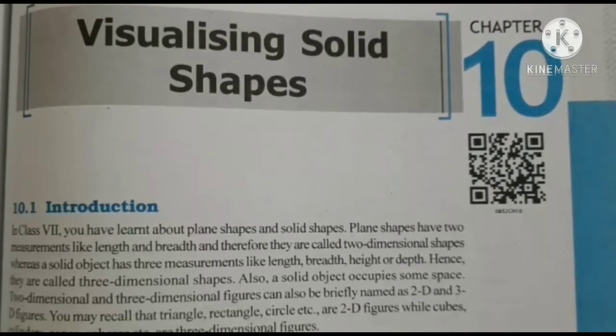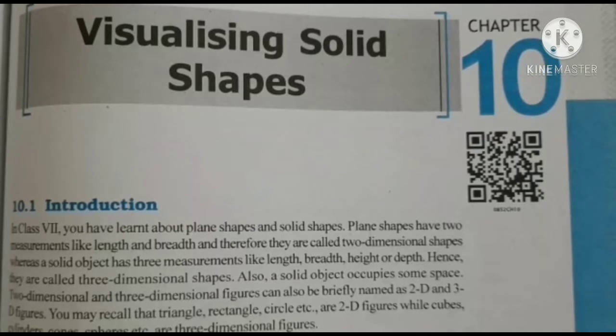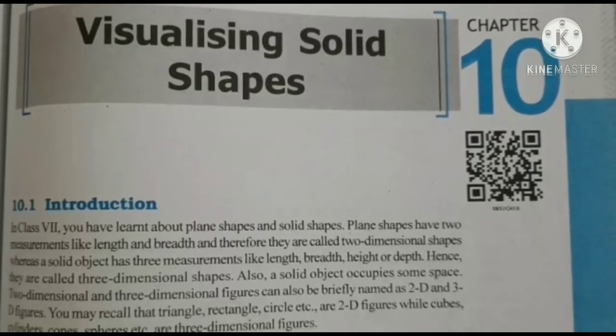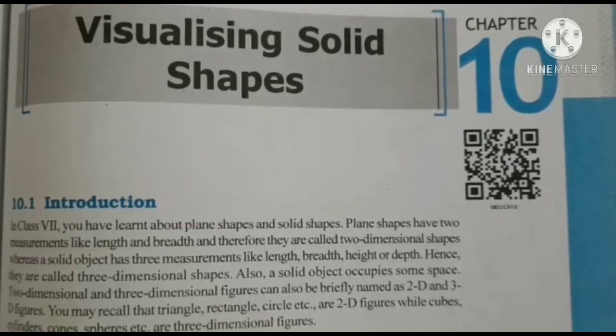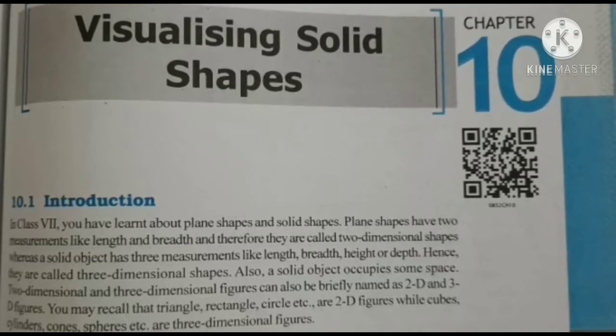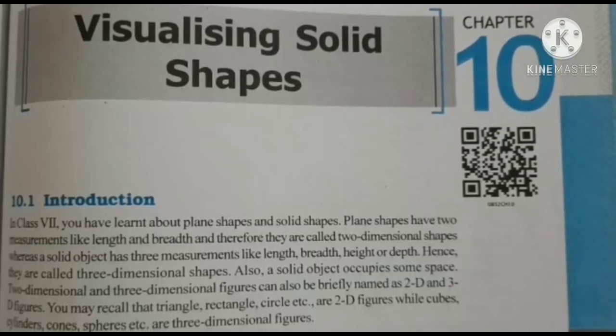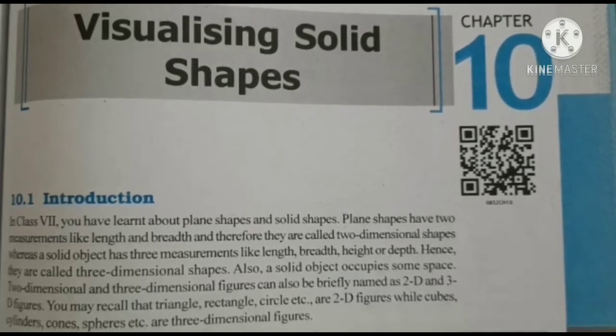In this lesson you are going to learn about 2D shapes and 3D shapes. Just recall about 2D shapes. The examples are triangle, rectangle, circle, etc. And 3D shapes are cubes, cylinders, cones, spheres, etc. So in this chapter we are going to learn more about them.